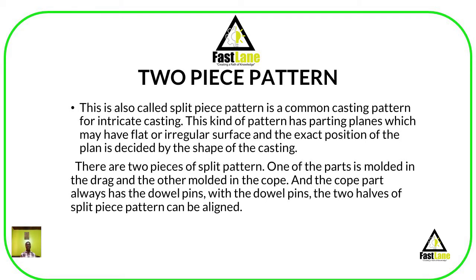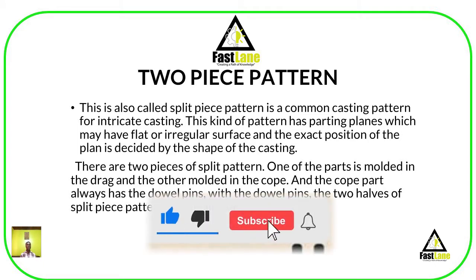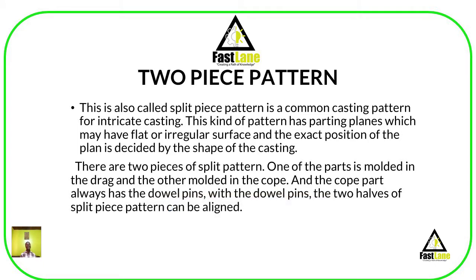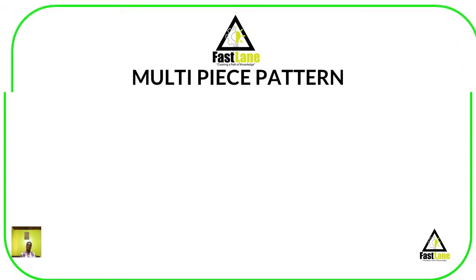We find that two-piece patterns, or split patterns, make use of what we call the drag and the cope. You find that one part is embedded within the cope and another part is embedded within the drag, and it has what we call the dowel pins. The dowel pins align the two pieces in line such that we don't incur defects like mismatch.